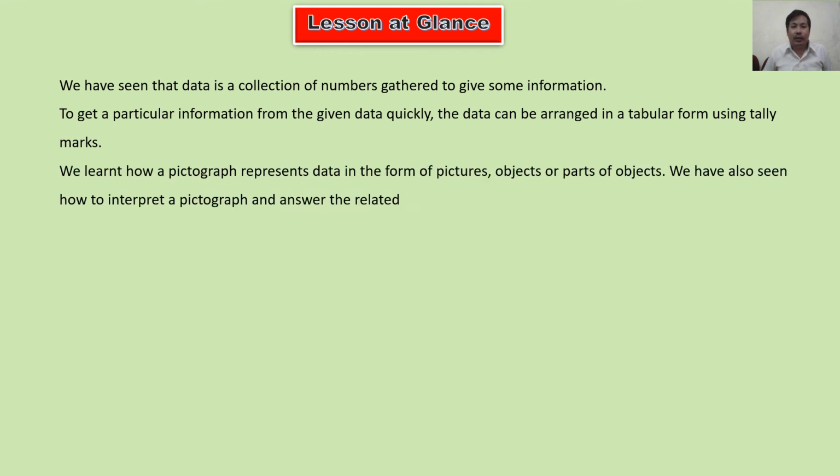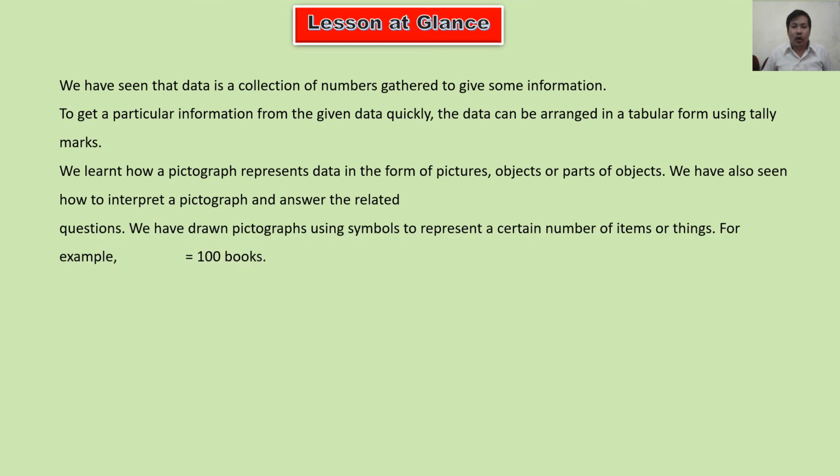We learned how a pictograph represents data in the form of pictures, objects, or parts of objects. We have also seen how to interpret the pictograph and answer related questions. We have drawn pictographs using symbols to represent a certain number of items. For example, the picture of one book may represent 100 books, one picture for 100 books. So we use symbols to represent a certain number of the items.